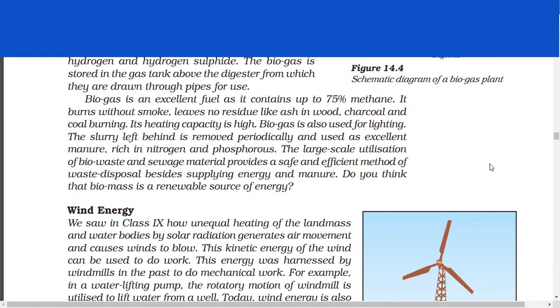The slurry left behind is removed periodically and used as excellent manure, rich in nitrogen and phosphorus. The large-scale utilization of bio-waste and sewage material provides a safe and efficient method of waste disposal besides supplying energy and manure. Do you think that biomass is a renewable source of energy?